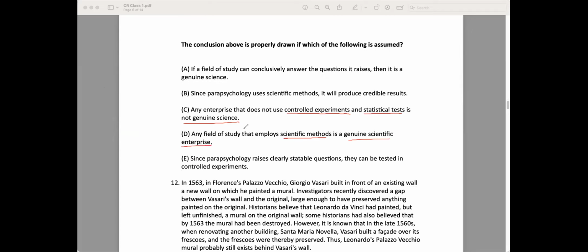Okay. So first of all, we are talking about a genuine scientific enterprise. An enterprise being genuine science, a field of study being a scientific enterprise. That's the first thing. Second, just by saying something that doesn't use X and Y is not genuine science.